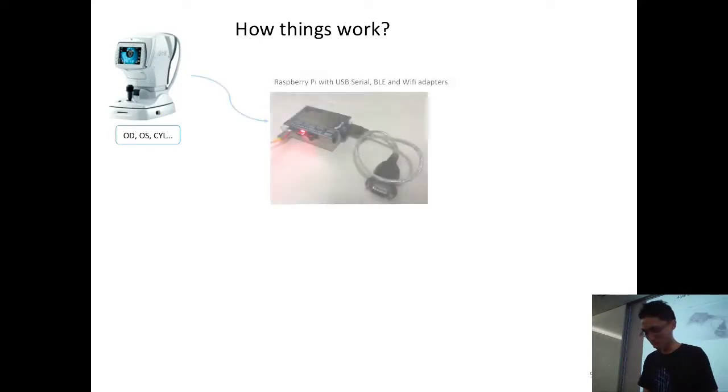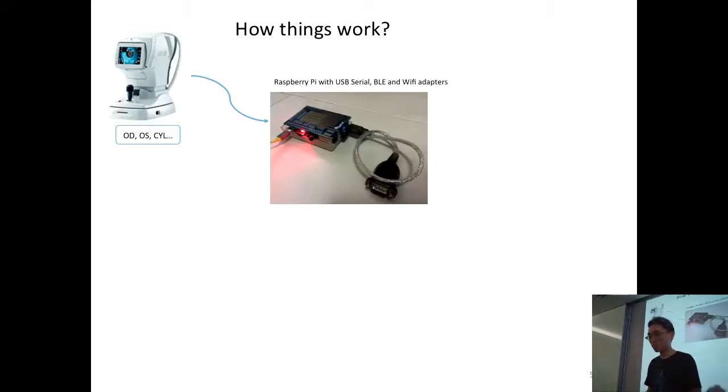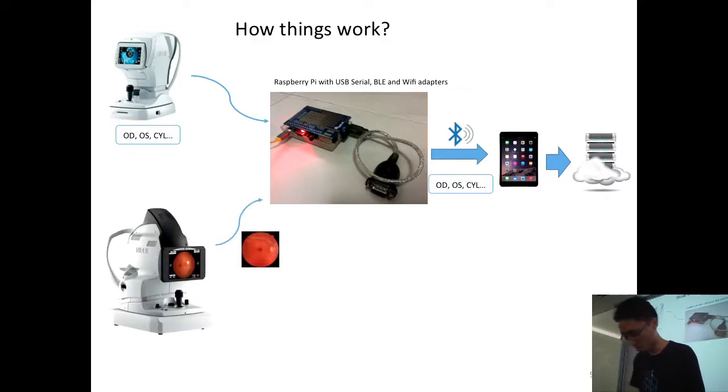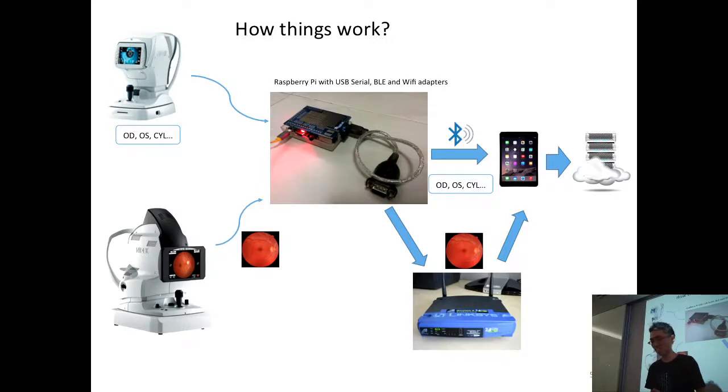What we do is that we have a Raspberry Pi. This Raspberry Pi connects to the optician machine to retrieve the data and transmit it via BLE to an iPad, then the iPad transfers the data to a cloud server. We also deal with machines with image features. In this case, images are quite big, so we don't use BLE. We use an access point instead, a Wi-Fi access point.